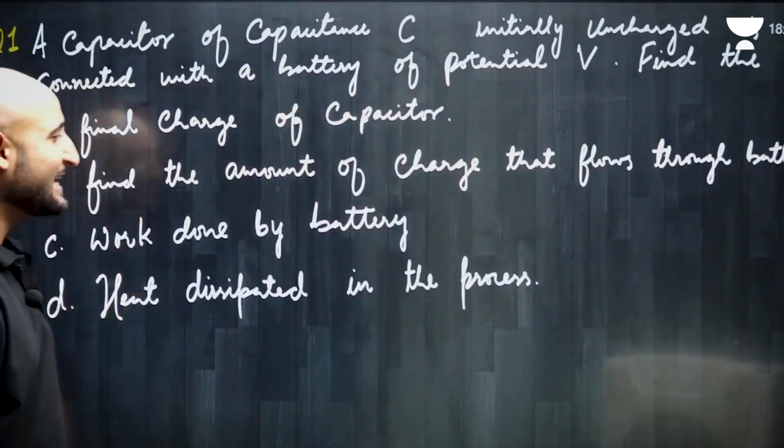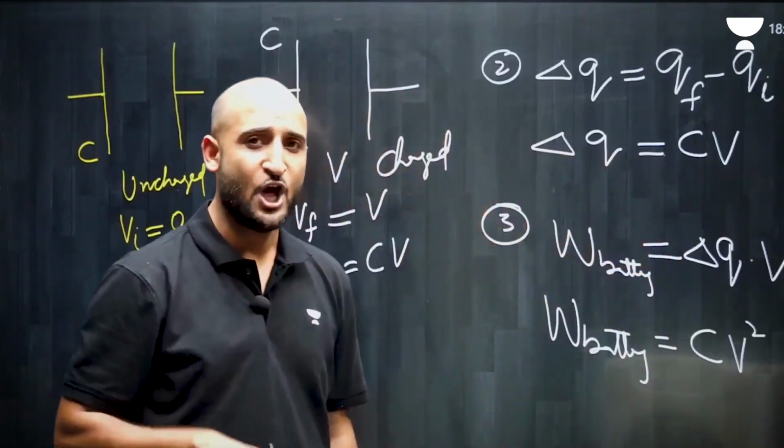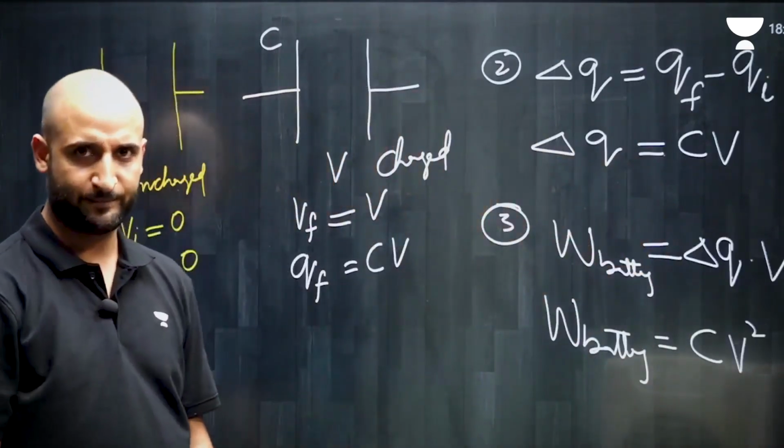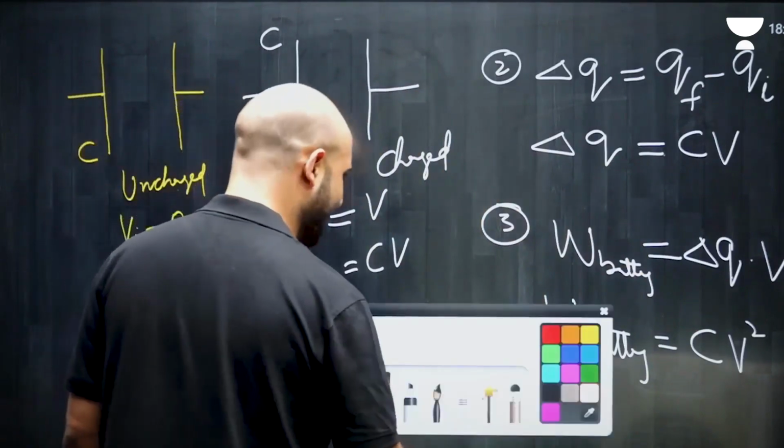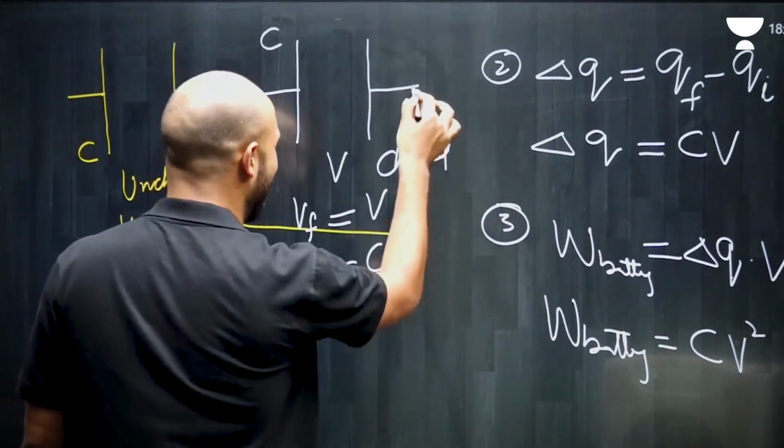Then D. What's the heat dissipated in the process? Let's first try to understand where this heat comes from. You see, if I again make it for you here, this was a capacitor, it was connected to a battery.